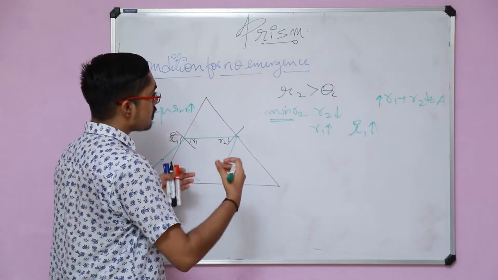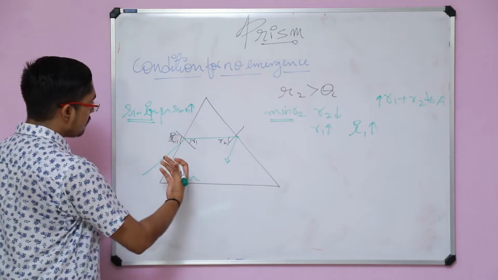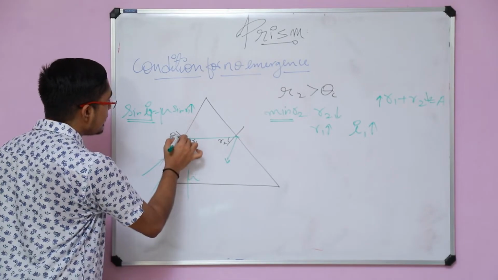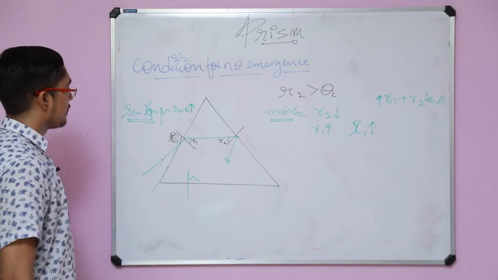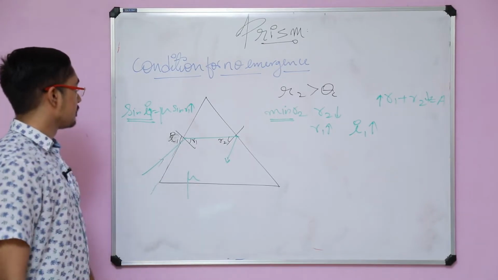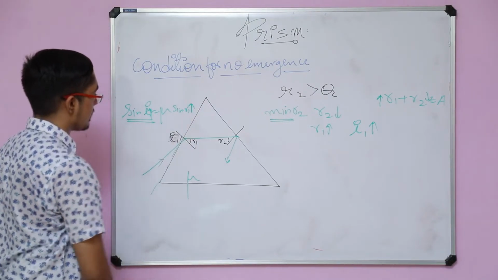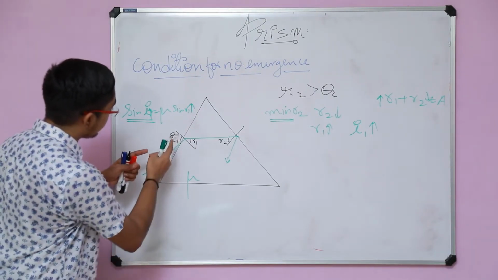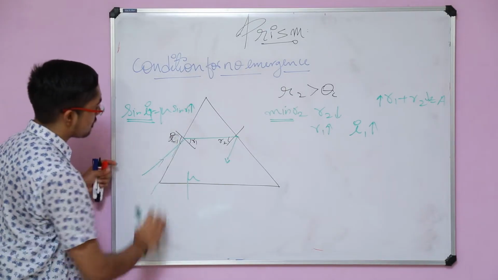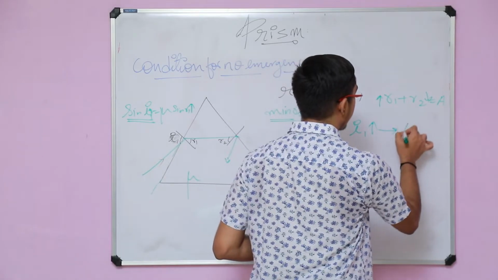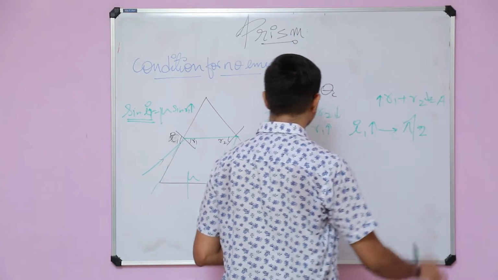What is the maximum possible value of I1? Maximum possible value of I1 is when it comes through the surface, that is 90 degree is the maximum possible value of I1. It cannot go beyond that, right. Normal is at an angle of 90 degree with the surface of the prism, and I am sending a light through the surface of the prism. So maximum possible I1 value is equal to pi by 2, that is 90 degree.